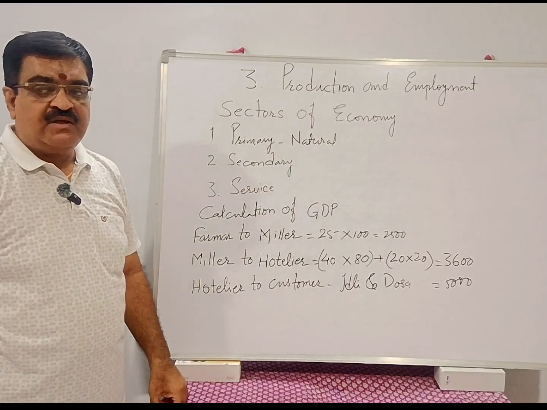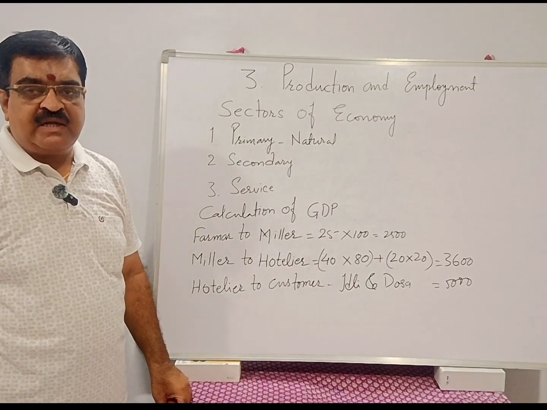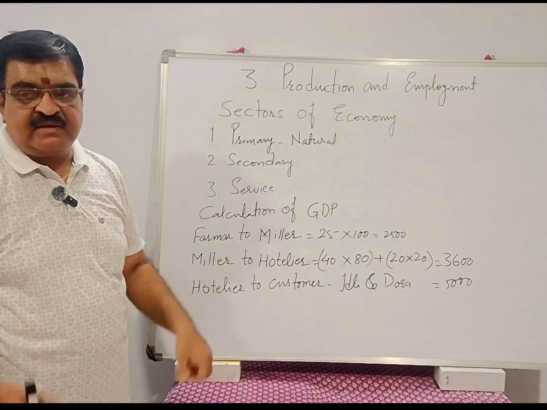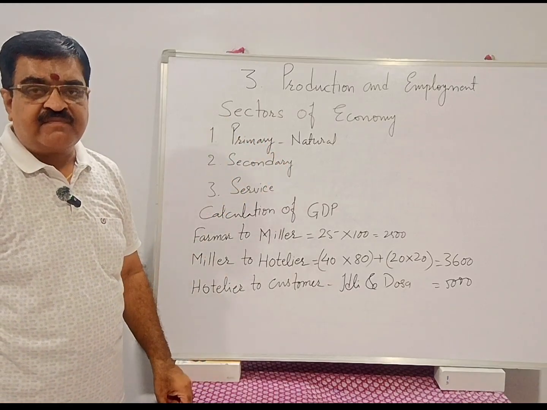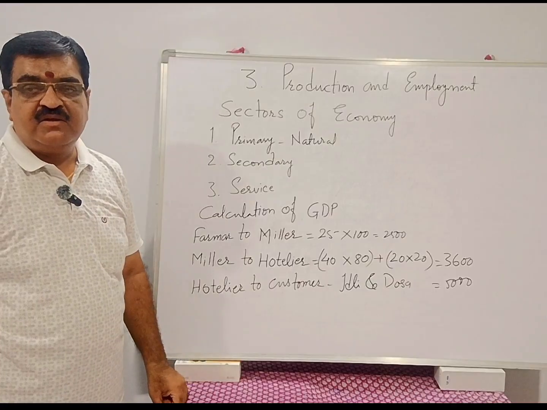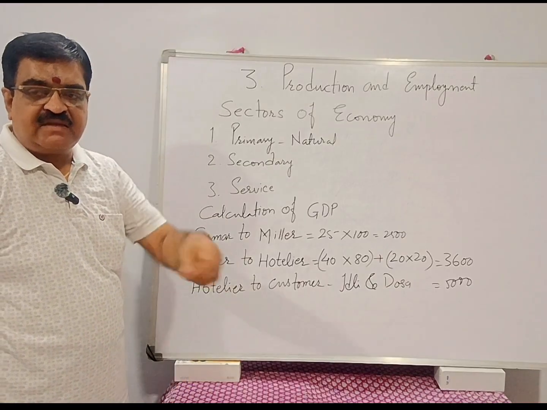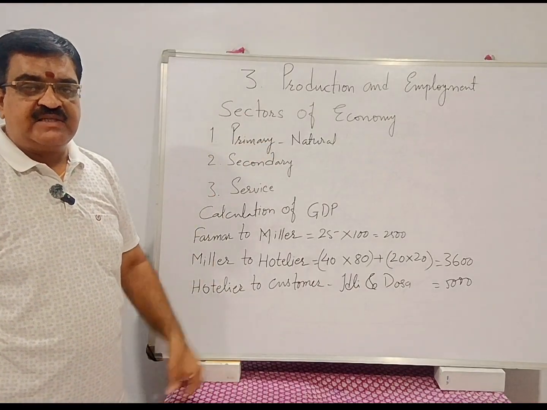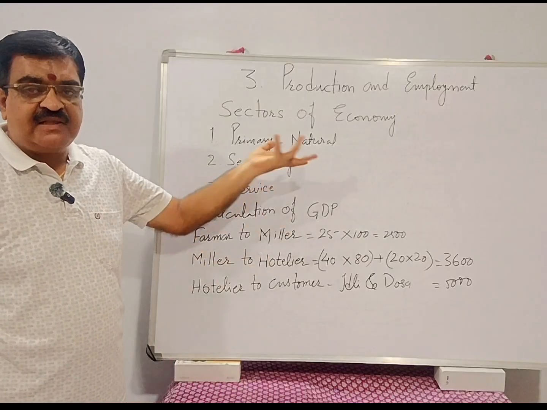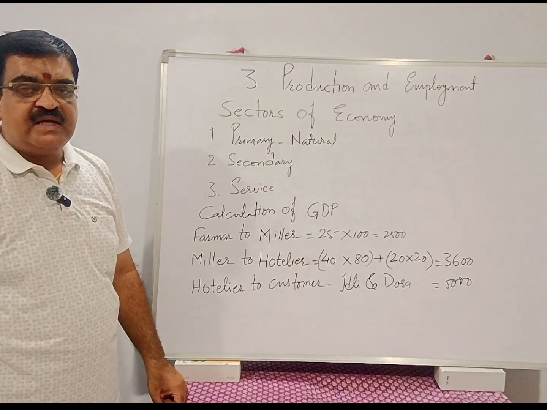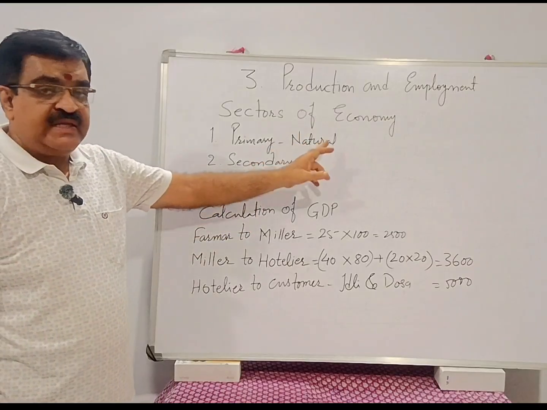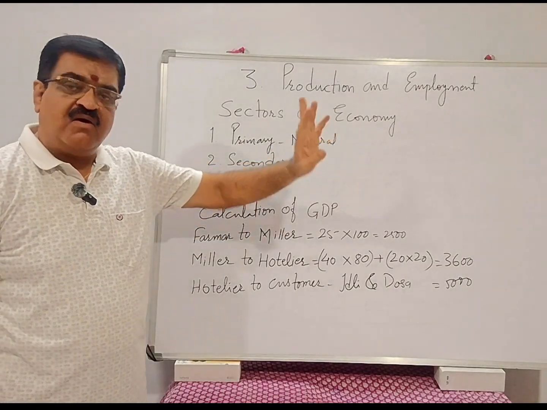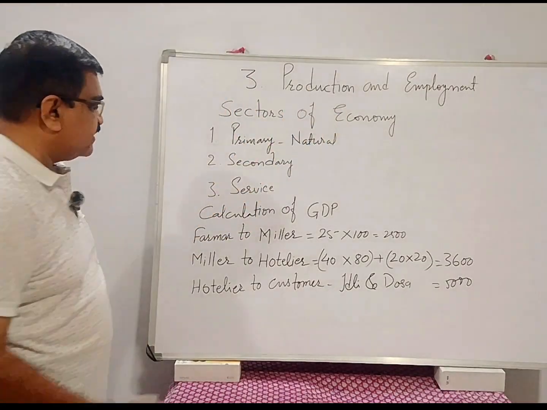Mining is there. We dig the minerals from underground or from the land. That also comes under the primary sector. Fishing is there. Fishing means what? Catching the fishes and selling them. That is called fishing. Fishes are also available naturally to us. And likewise, agriculture, mining, fishing, quarrying, all this comes under the primary sector.